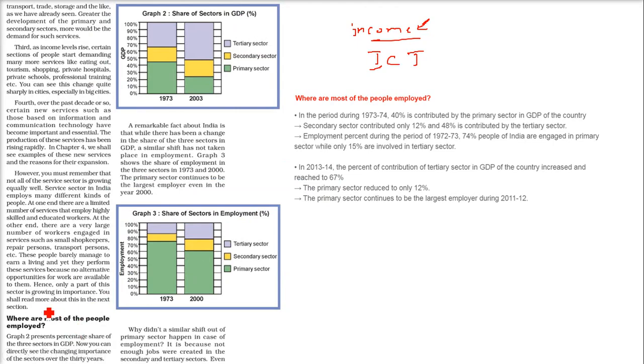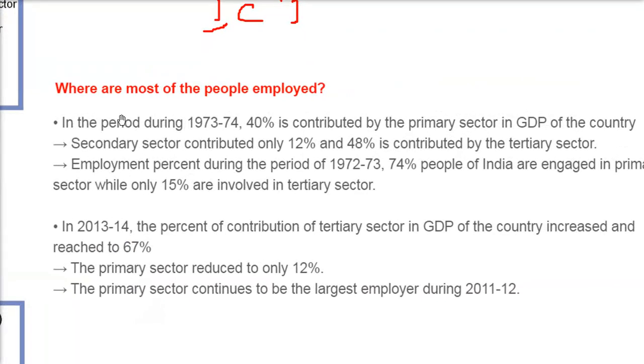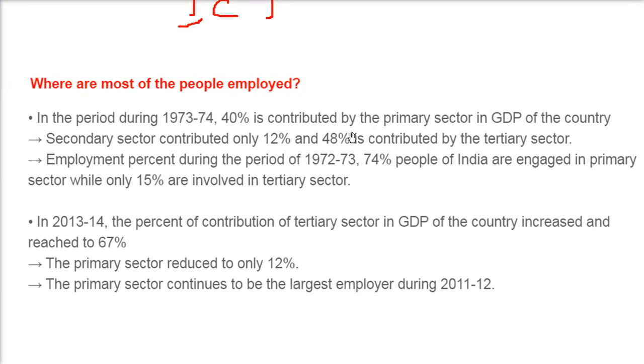So let me take you to where most of the people are employed. What is happening with the employment? What we saw in the previous period is that 40% was contributed by the primary sector in GDP, the secondary sector contributed 12%, and 48% was the contribution from the tertiary sector.